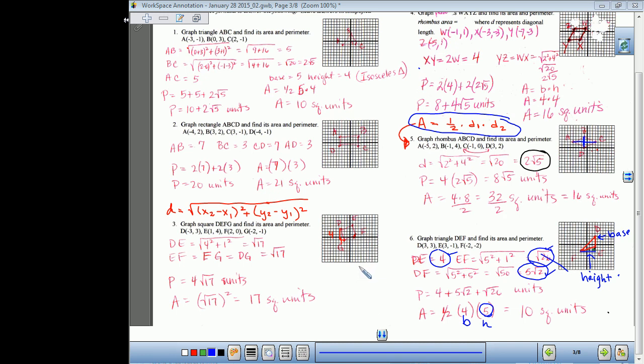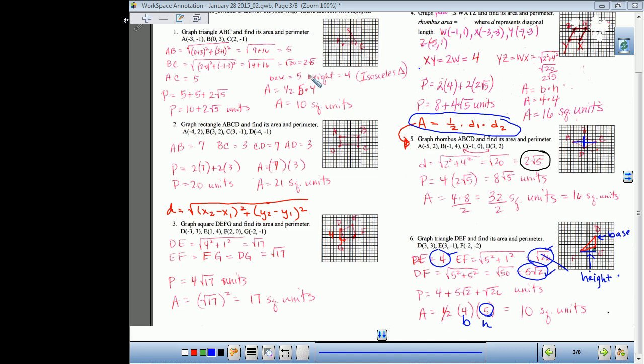You got 15. Okay, did you find that 2 of the sides were 5 and the other one was 2 roots of 5? Oh, you know what? Do they not all equal? AB is 5, AC is 5, and BC is square root of 20, which is 2 roots of 5. Oh, I see it now. Okay. I thought it was equilateral.